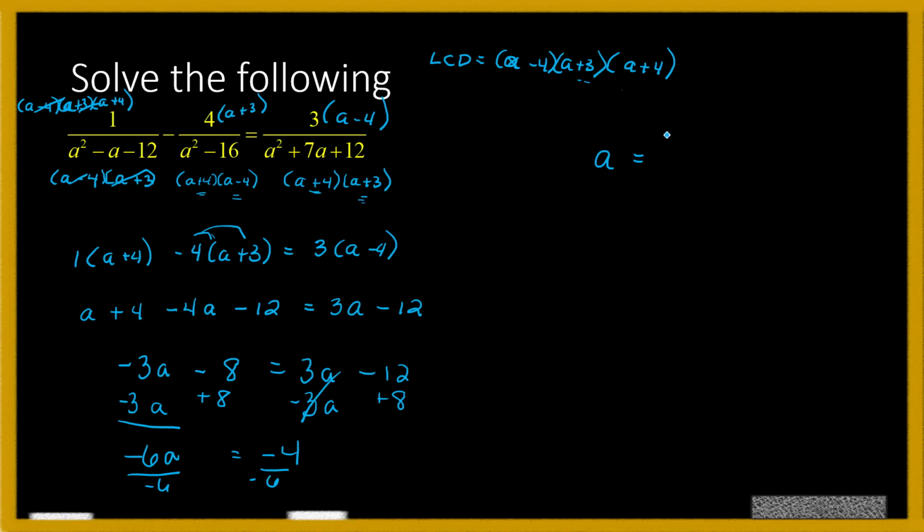Negative 4 over negative 6 is positive 4/6, but we always reduce fractions. So the final answer must be 2/3.